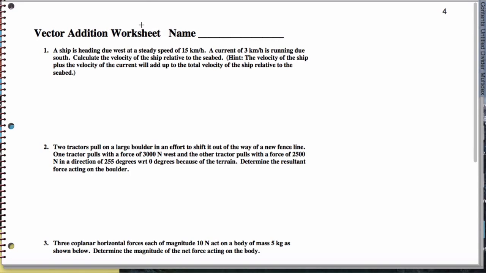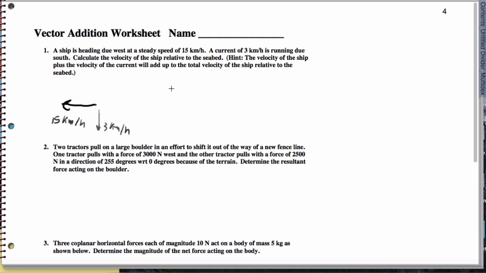All right, so let's just take a look at some of these vector problems. We got a ship heading due west at 15 kilometers per hour, and we have a current running due south at 3 kilometers per hour. And we want to know the velocity of the ship relative to the seabed. So to do this, we need to add up these two vectors.